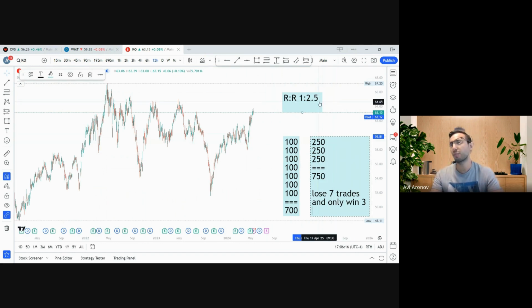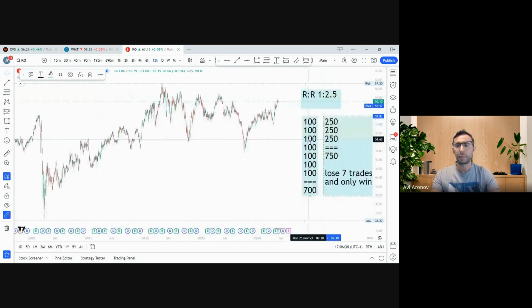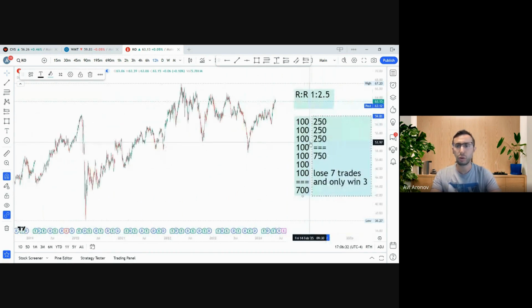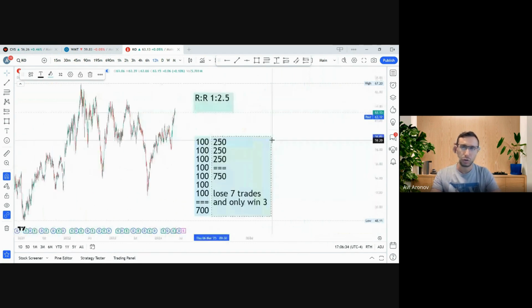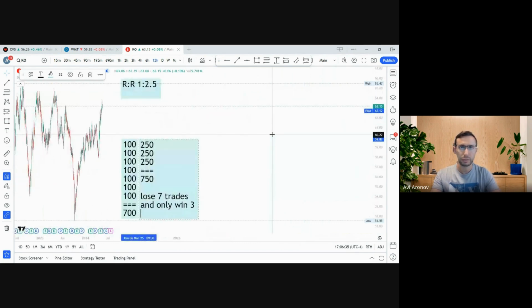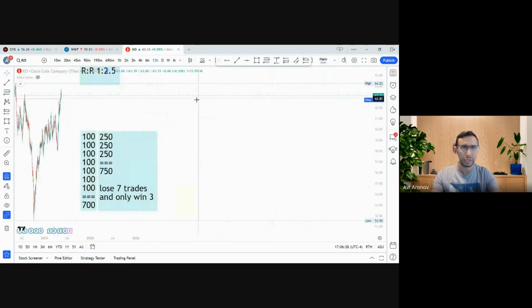Now I know what most of you might think right away: okay, so I will do 1 to 3, 1 to 5. It's a normal human being thing to think right away, but we have a system that we follow. A lot of people think it's risk to reward and that's it. Sure, people will always have something to say. So let's make sure that we work it the right way.